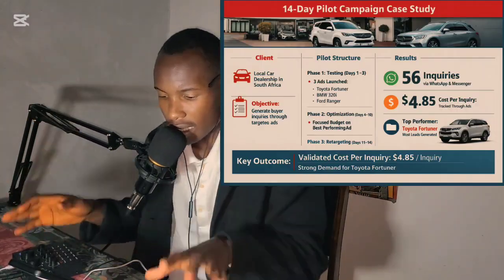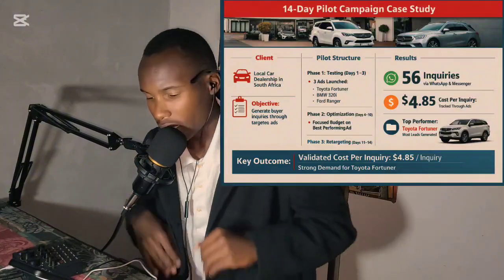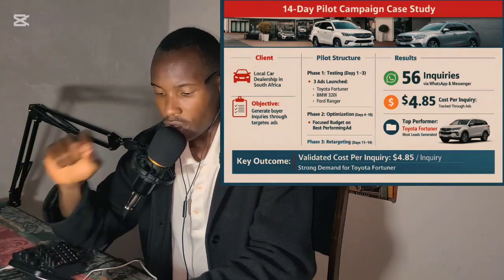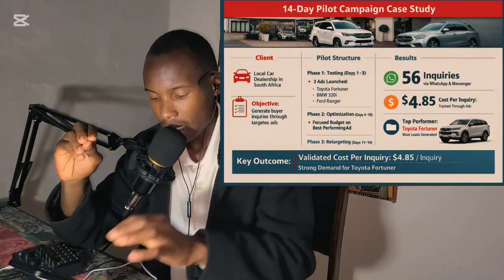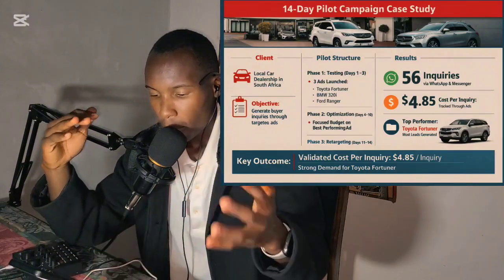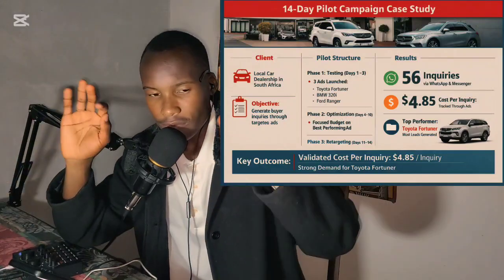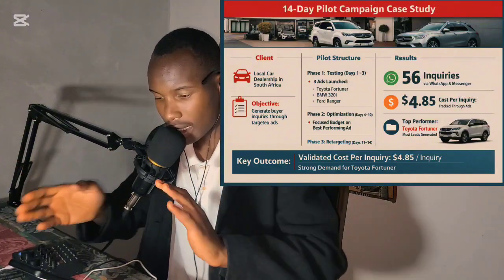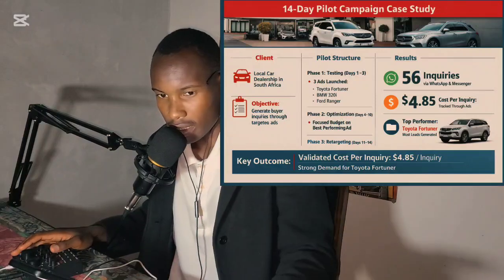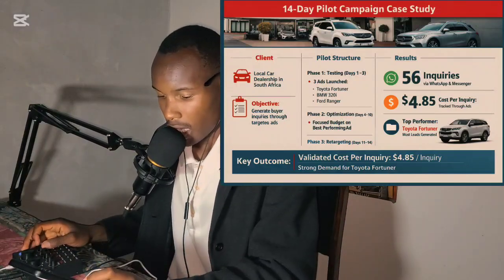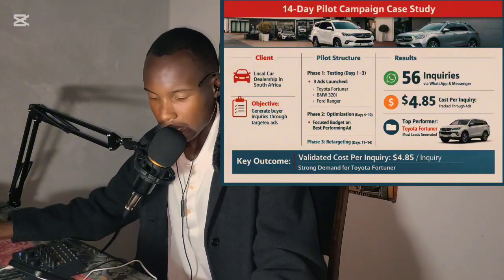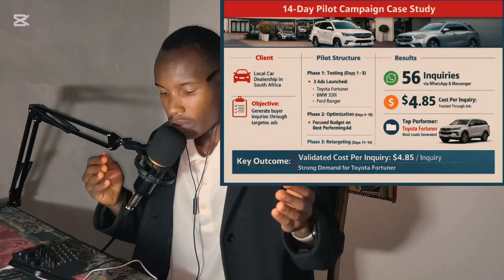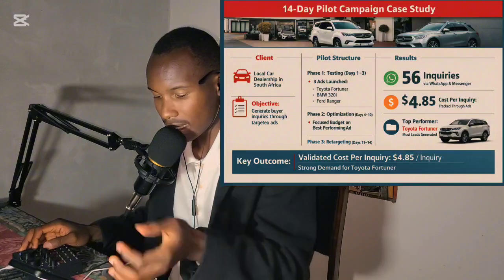Right. So this is another example of a 14-day pilot campaign that you can look at. We look at a local car dealership in South Africa. The objective is to generate buyer inquiries through targeted ads. Phase 1 is testing, day 1 to 3. We have 3 different ads: Toyota Fortuner, BMW 320i, Ford Ranger. We designed these 3 different ads, for example the advert that I just showed you, the Aqua. Phase 2, from day 4 to day 10, we focused on budget to see which one is going to perform the best. And then from day 11 to day 14, it's retargeting.